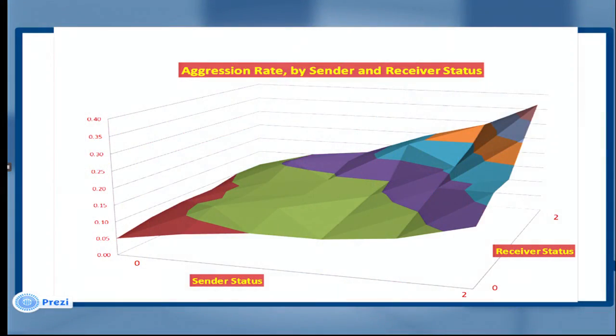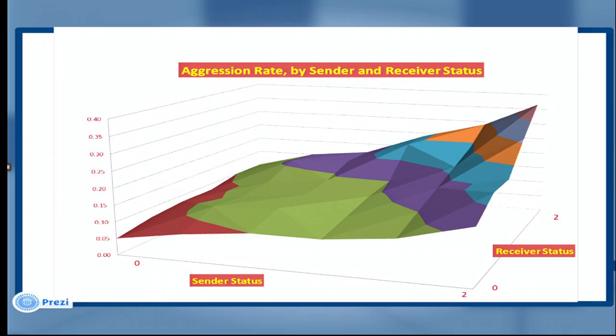Speaking of status, in this case these are data from dyads of kids, and this plane reflects the rate of bullying between a pair of kids. The dyads are organized with a sender and a receiver, and we're interested in the rate at which the sender in the pair bullies the receiver. What you can see is that at the top right, the highest rates of bullying occur when both partners in the pair are high status.